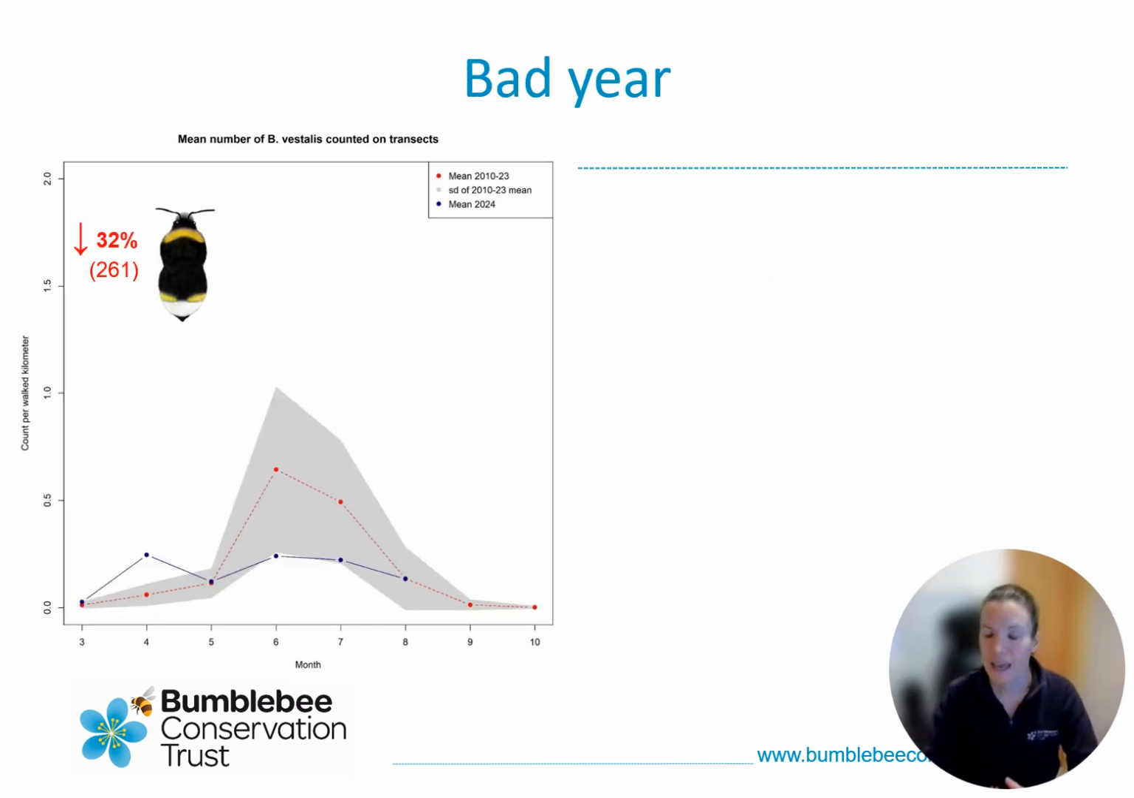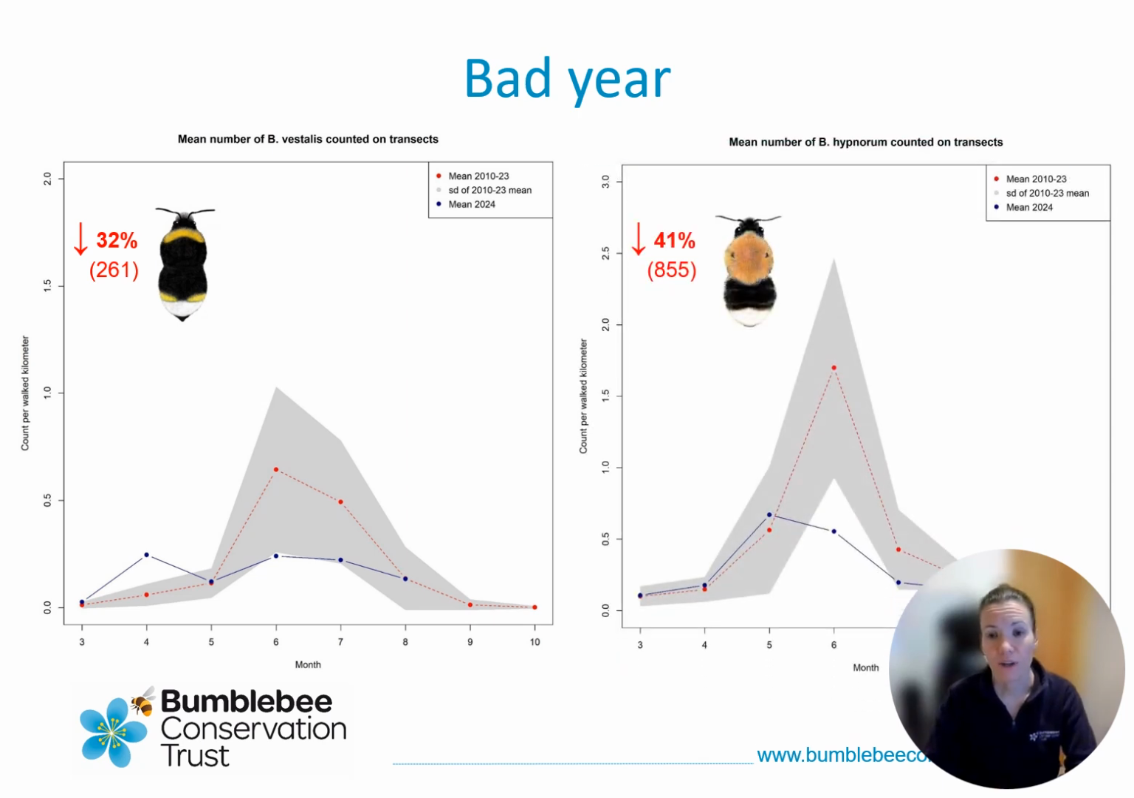But unfortunately, that wasn't the case for a lot of our species. This is Bombus vestalis, our southern cuckoo bumblebee. It had a good spring, it had a good number of queens coming out, but then it just didn't kick on. The numbers stayed pretty low, and just dropped. So that was down by 32% from normal numbers. If we look at our tree bumblebee, Bombus hypnorum, that was down by 41% compared to normal numbers.